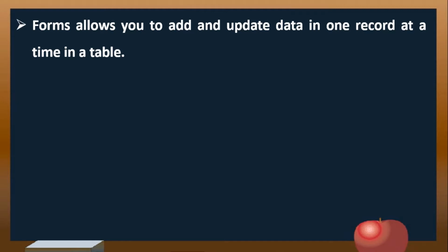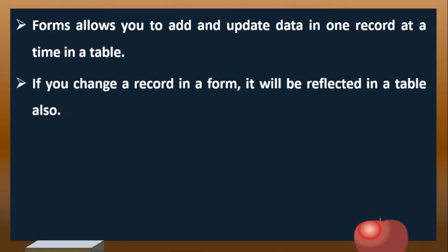If you remember, last year in class 7th we have learned in MS Excel how to add, edit and update data in a table with the help of forms. Same way here we will use it in MS Access. If you change a record in a form, it will be reflected in the table also. Whatever change we do in a form, simultaneously the same change will affect your table also.